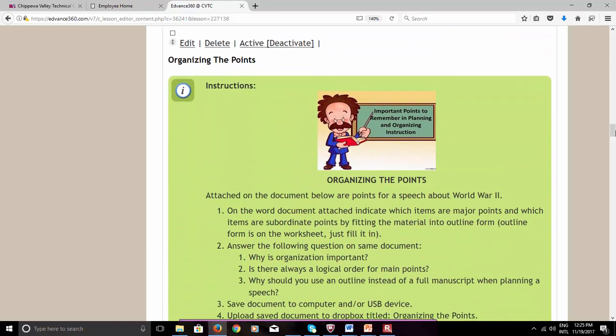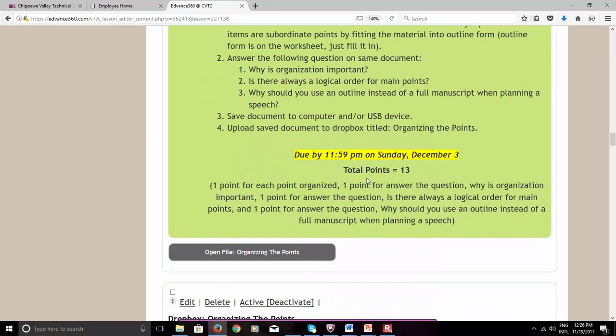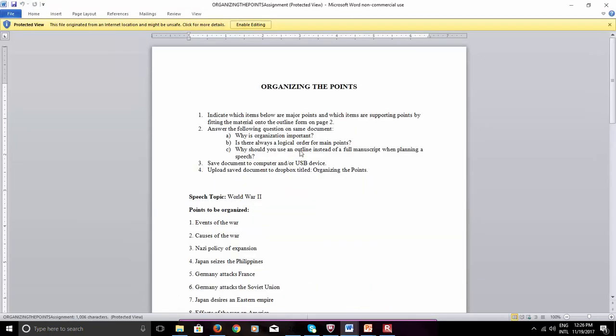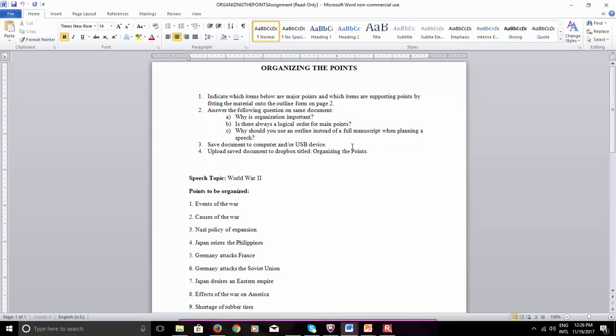Next, you'll be experimenting with putting together an outline. This is really going to help you understand major points, supporting points, proper indentation, proper symbolization. It's a worksheet, so you're allowed to write on the worksheet. So if you open the file, it'll give you a couple of guidelines.